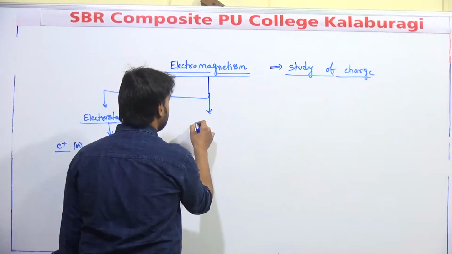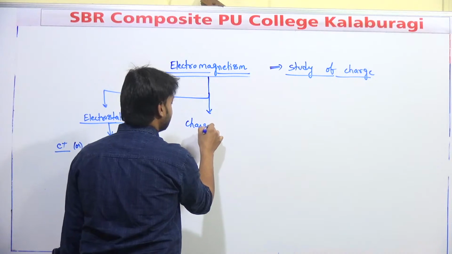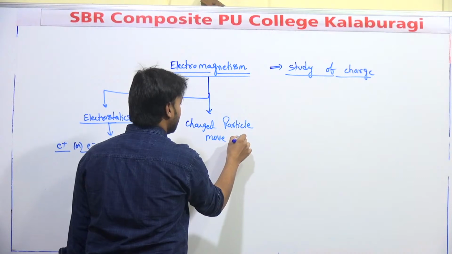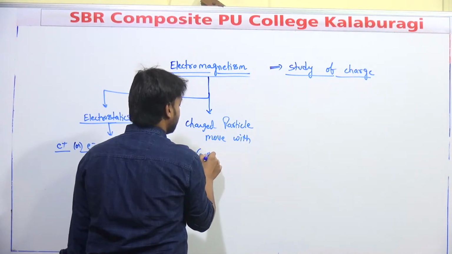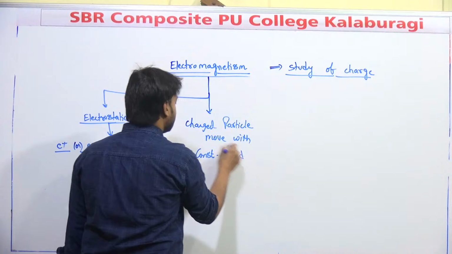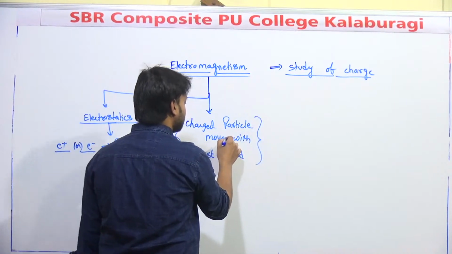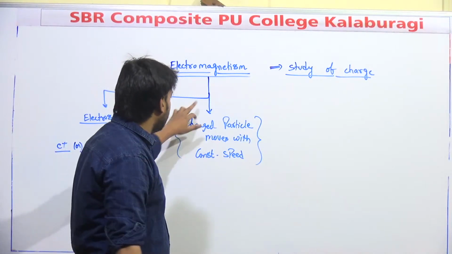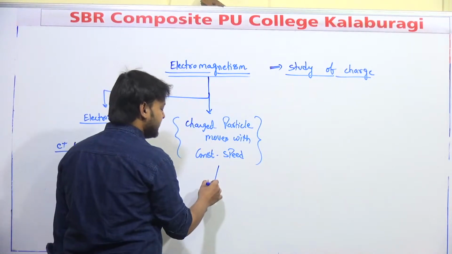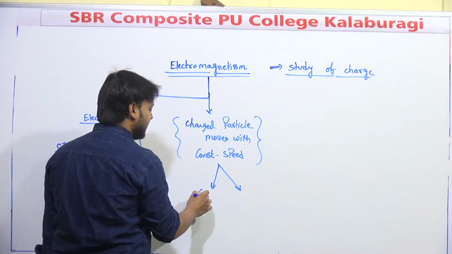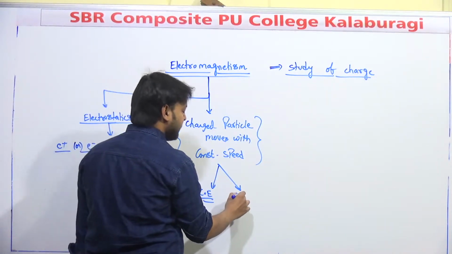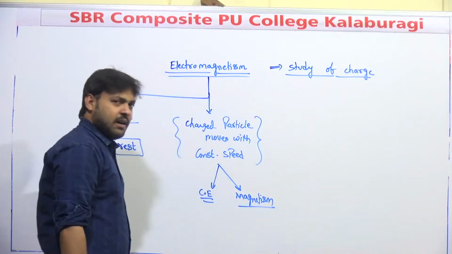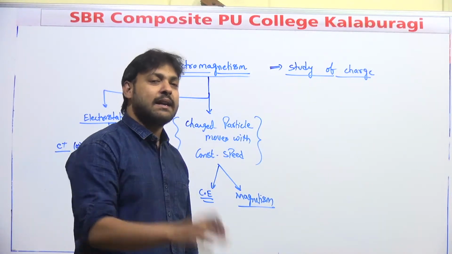Now the charged particle will move with a constant speed. Then what will happen? What are the properties exhibited by that charged particle? All the things we'll study in this part. According to your NCERT, this comes under the current electricity topic as well as magnetism. If a charged particle moves, definitely electric fields will be there and magnetic fields also will be there.